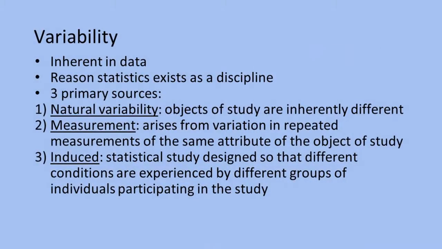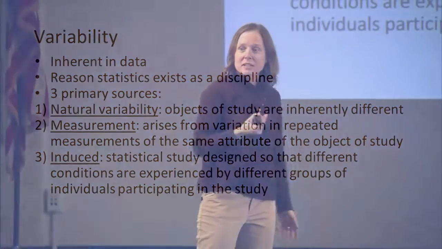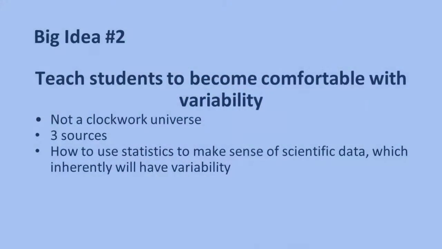And then lastly, induced variability. This is exactly what you do in science. You put the objects of study into experimental and control groups so that they have differences in their experiences that's supposed to hopefully induce very different results by the time you're done. All of these, again, are inherent in statistics and really important in science as well. So we need to help our students learn how to use statistics to make sense of scientific data, which inherently will have variability. And that's why we need statistics in the science classroom.